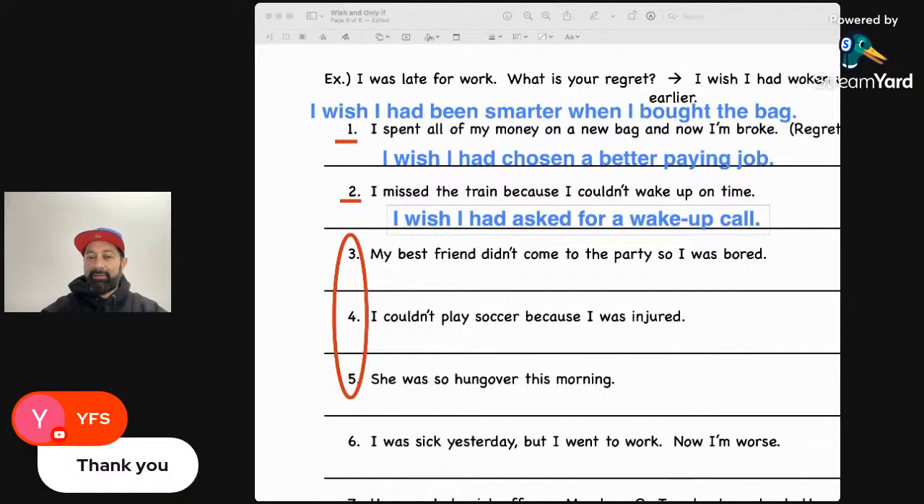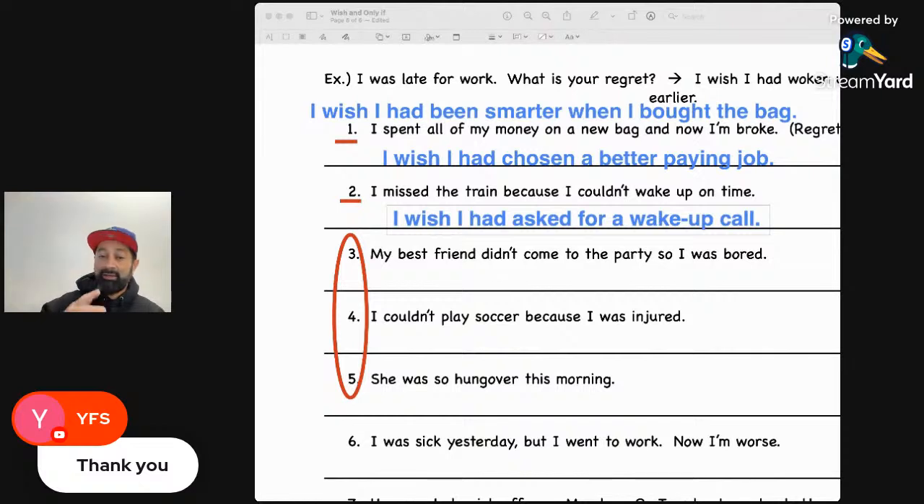All right. So if you can see right here, I've circled 3, 4, and 5. You can also see number 6 on the screen. If you want to do number 6 for homework also, you can. Today was a big lesson because we're using wish in 3 different ways. One is you want something to happen or stop happening.